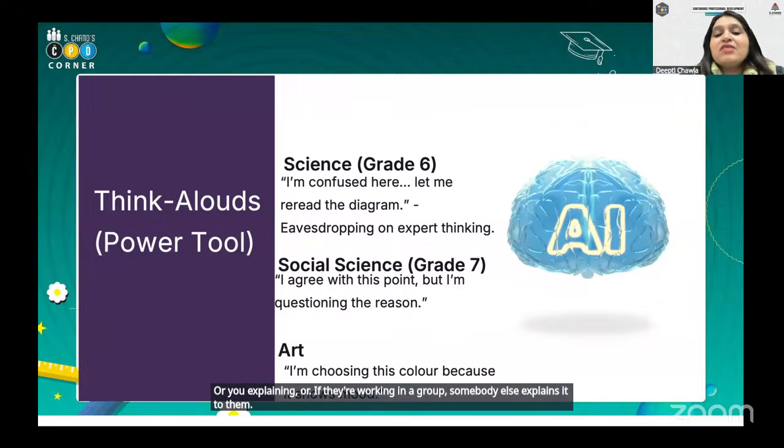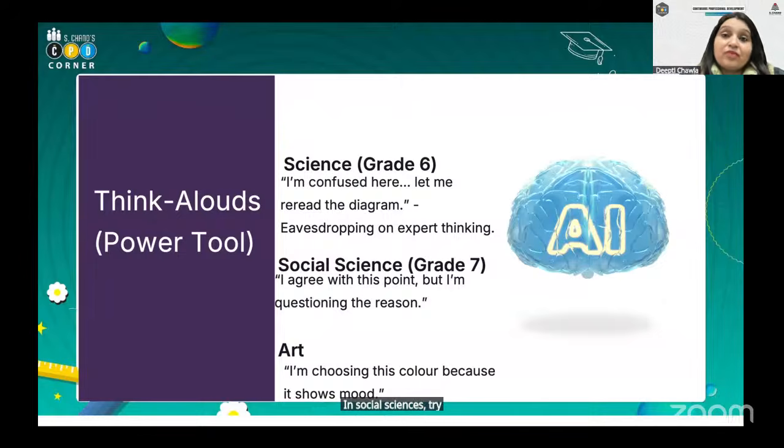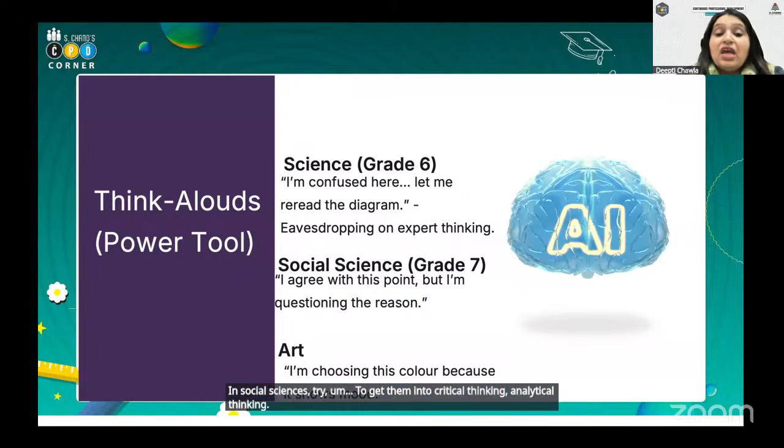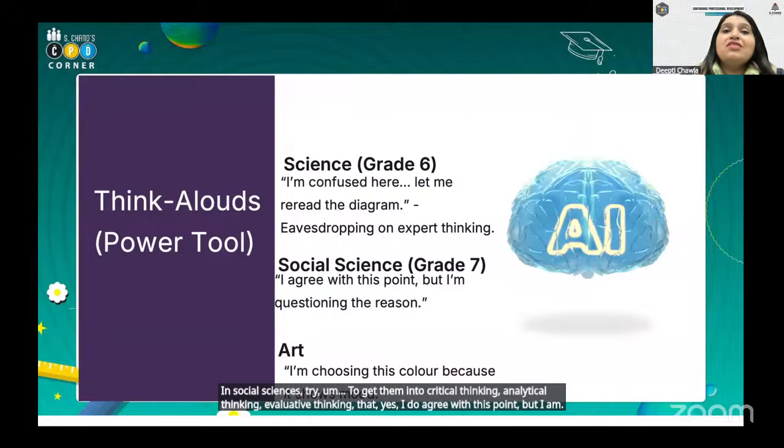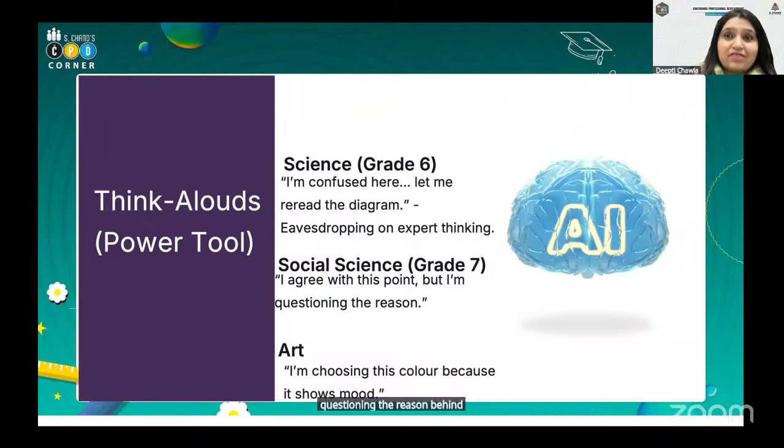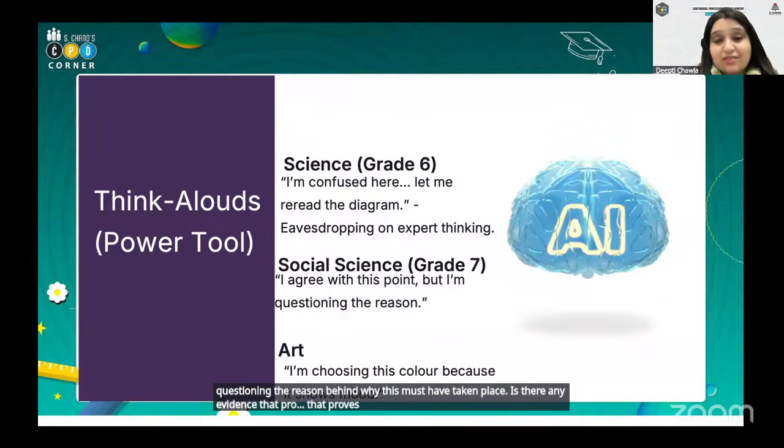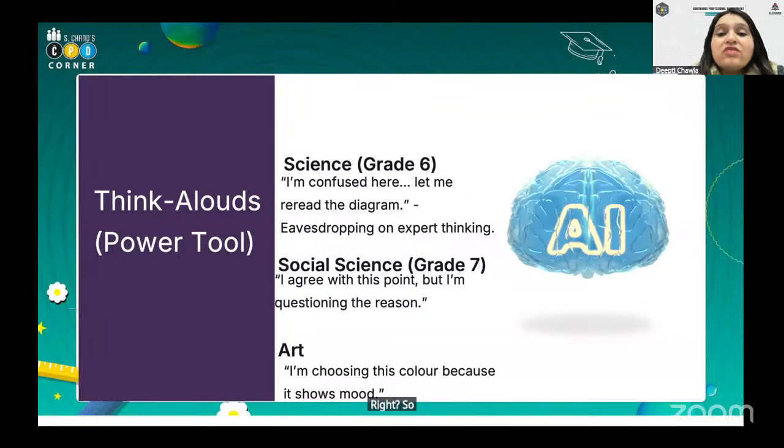In social sciences, try to get them into critical thinking, analytical thinking, evaluative thinking. Yes, I do agree with this point, but I am questioning the reason behind why this must have taken place. Is there any evidence that proves this particular stance? In social sciences also, we are constantly looking for proofs and evidences and sources, right? So that becomes extremely important.